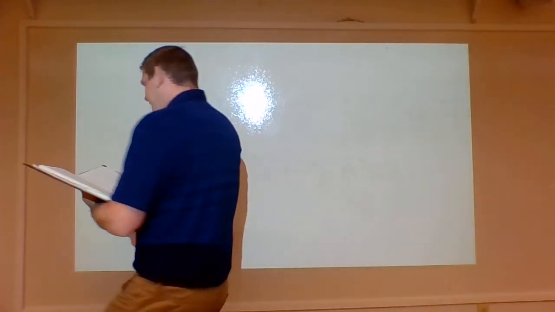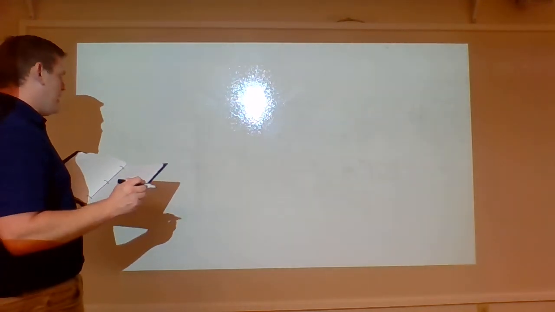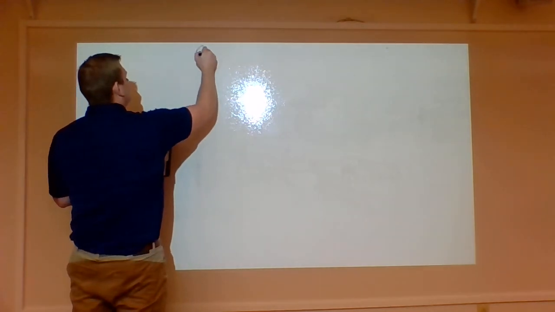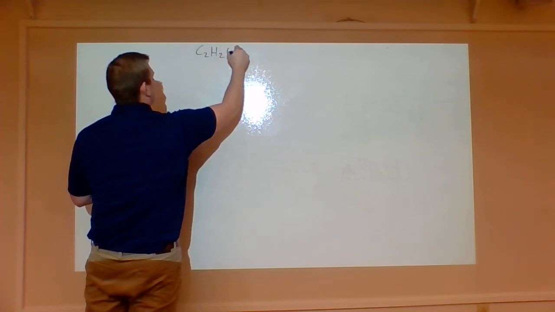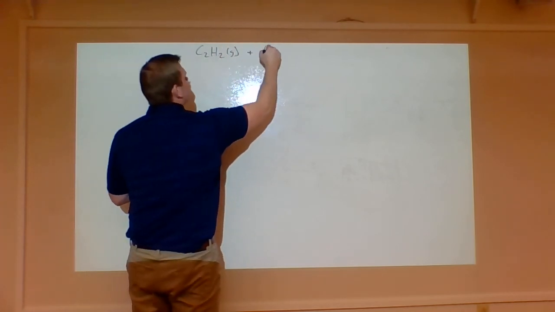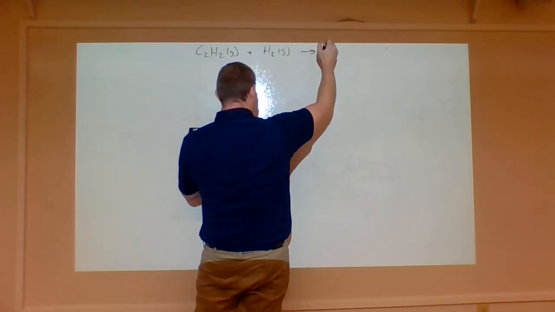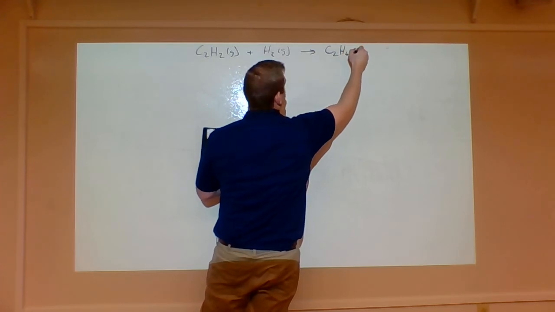equation. So the first step would be to actually write out the chemical equation that describes the experiment that we were talking about. So we have C2H2 gas plus H2 gas yields C2H6 gas.